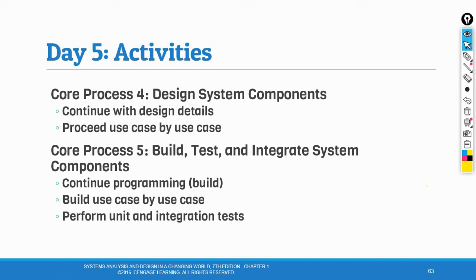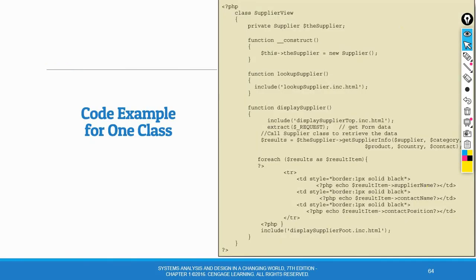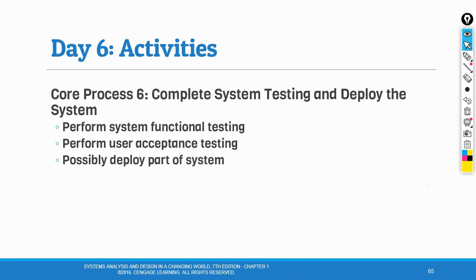As the programmers write the code, they also perform individual testing on the classes and functions they program. This figure illustrates some PHP code for the supplier view class. Day 6 activities are the final testing and deployment.